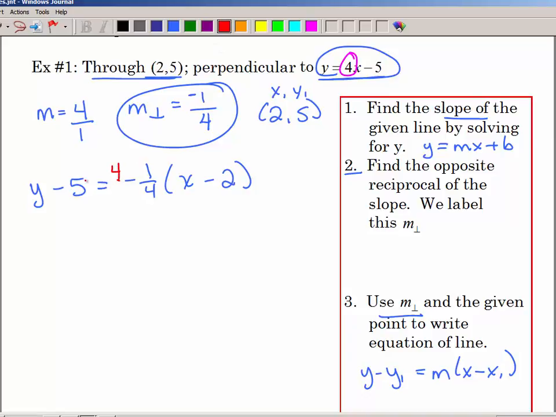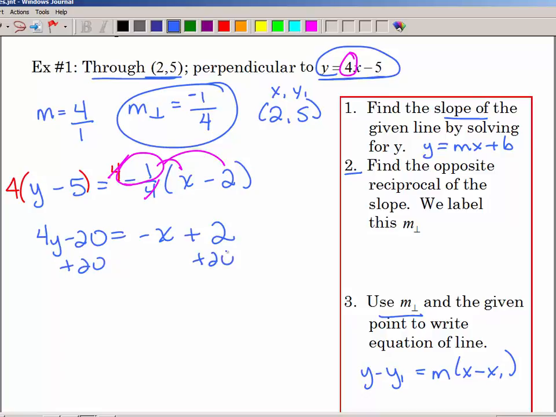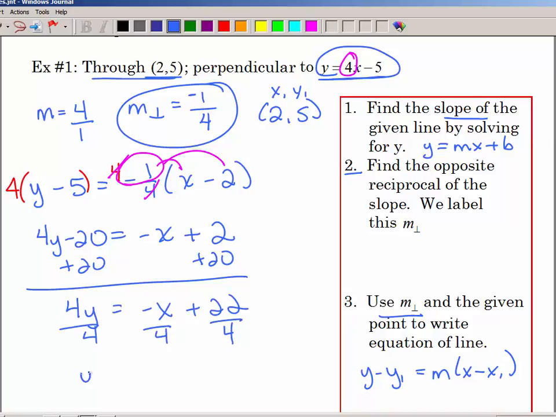And again, I'm going to choose to multiply by that denominator. Those are going to cancel. Be careful, don't lose that negative. Distribute. And now we need to write our answer in slope-intercept form. So I'm going to add 20 to both sides to get that y by itself. The last step is to divide by that 4.